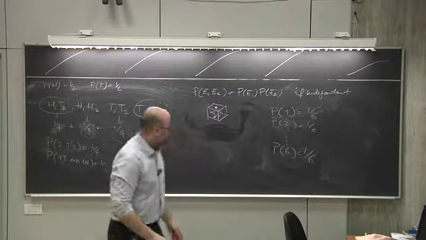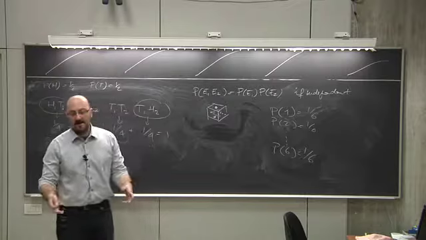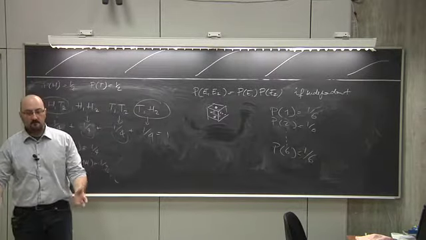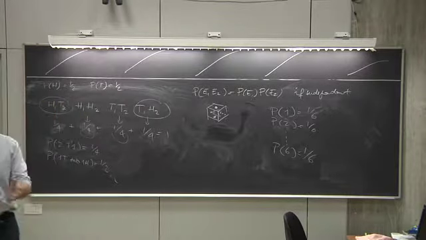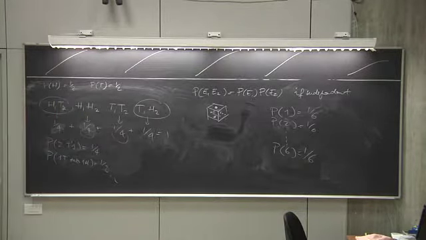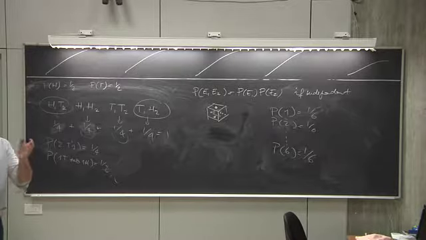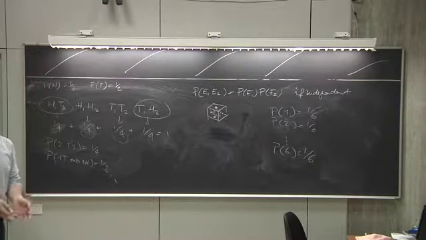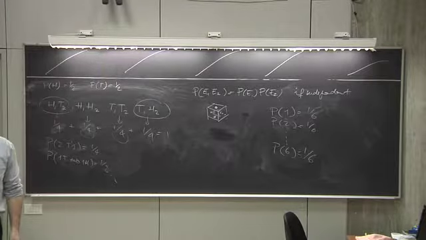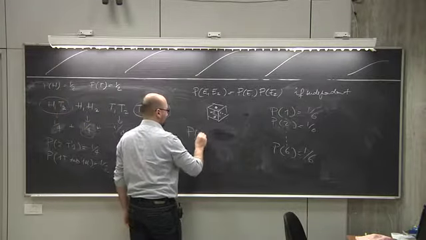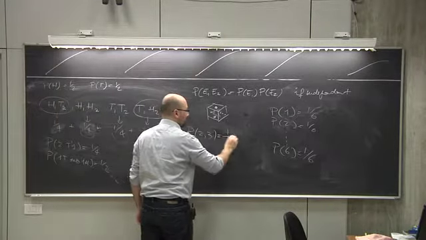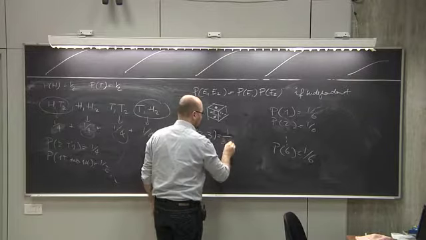Now we throw 2 dice. The plural of die is dice. I throw 2 dice. What's the probability that I get on the first die 2 and on the second die 3? The probability of getting 2 and 3 is 1/36.